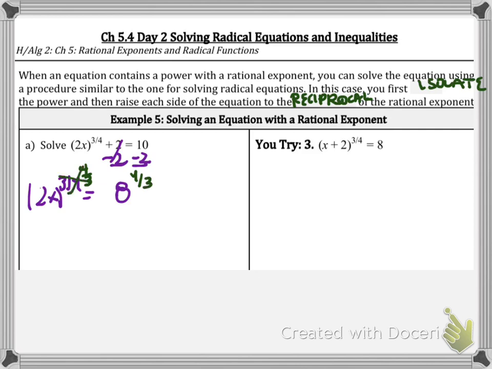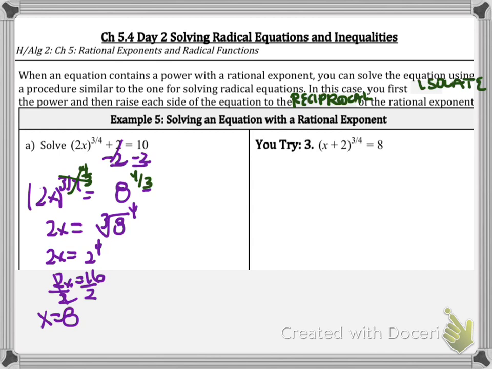Now we're left with 2x equals 8 to the 4/3. Remember, 3 is the index. So cube root of 8 raised to the 4th power. So 2x equals, the cube root of 8 is 2, to the 4th power. So 2x equals 16. And then divide by 2. So x equals 8. Of course, we should plug it in to see if it works out.